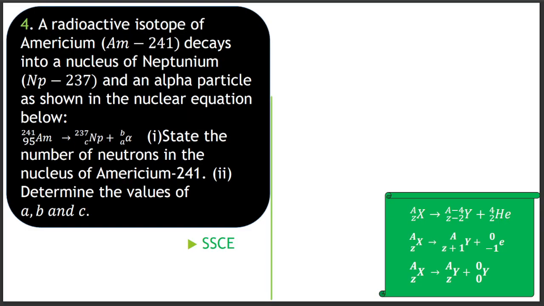All right, don't be scared. The question actually looks elaborate, but it's simple. Solution. Now let's write the nuclear equation.